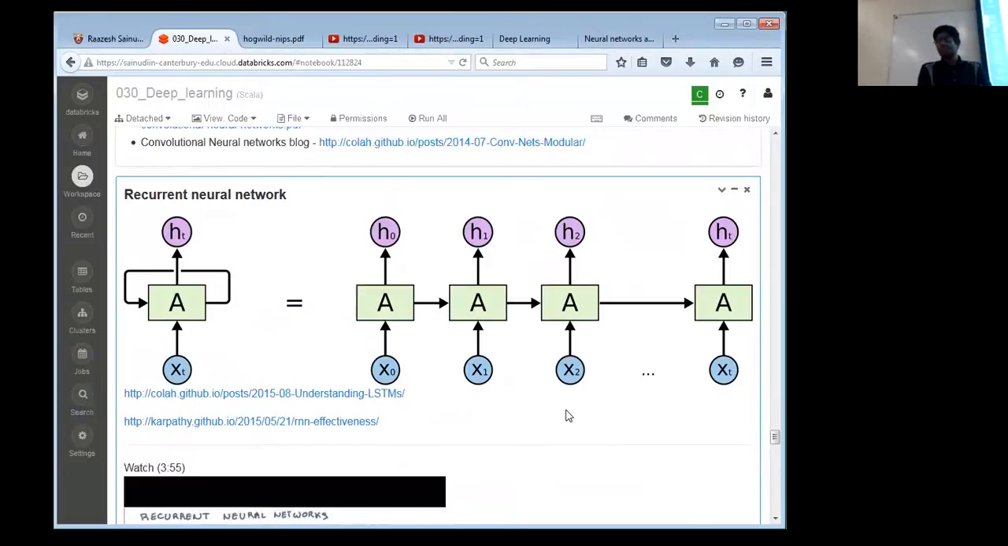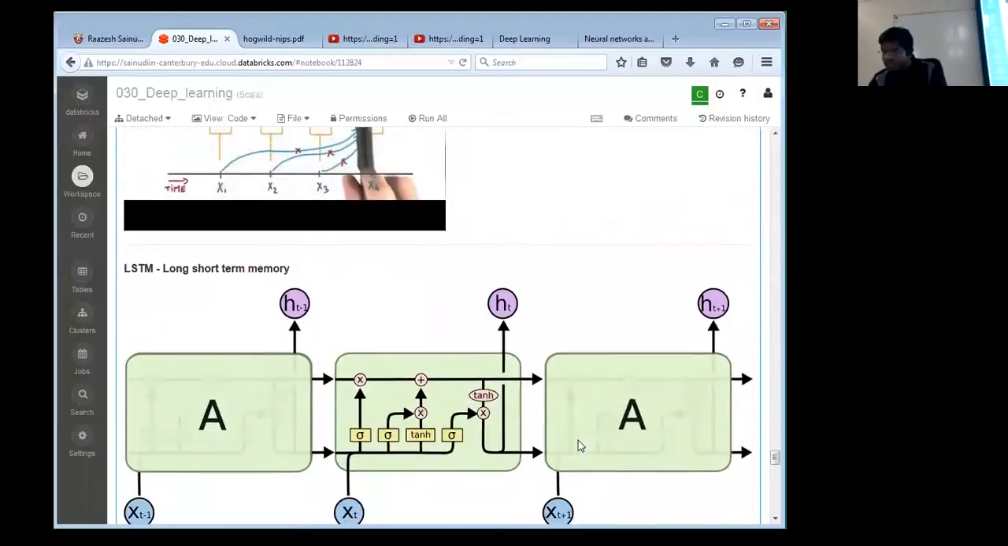To solve these two problems, there are two approaches. To stop it from going to infinity, we have a max cap. So if the derivative goes beyond that, you just stop computing the derivative. And if it goes to zero, we have two techniques, or a variation of one technique, which is called long short-term memory.